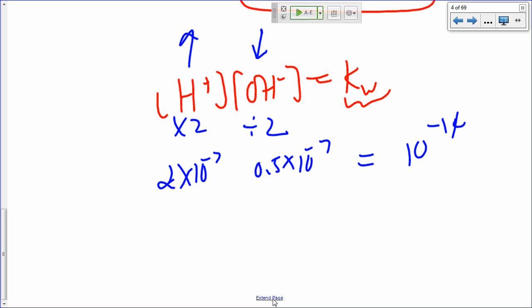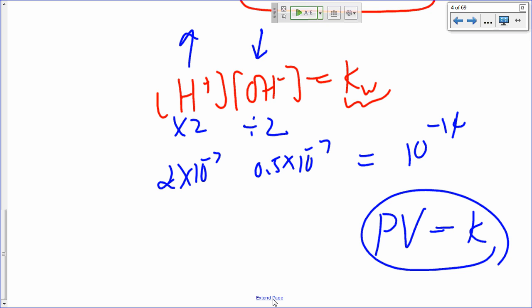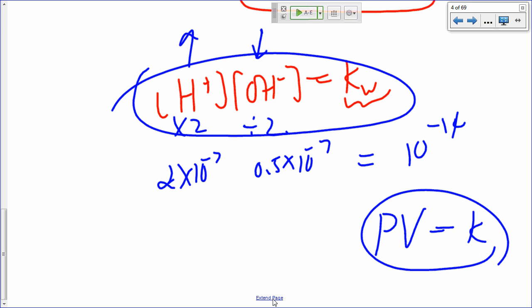You've seen this relationship lots of times already. Whenever the product of two things is a constant, we say they are inversely proportional. Remember Boyle's law? Pressure times volume equals constant. Pressure goes up, volume goes down. Same idea here. So anytime you alter the concentration of H plus and hydroxide, you can still figure out what the concentration of the other one is.